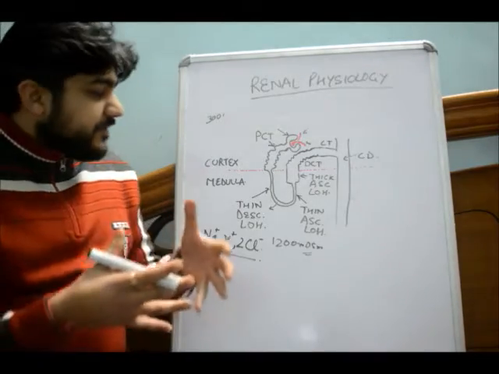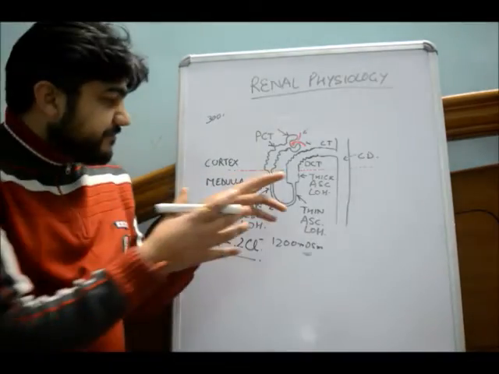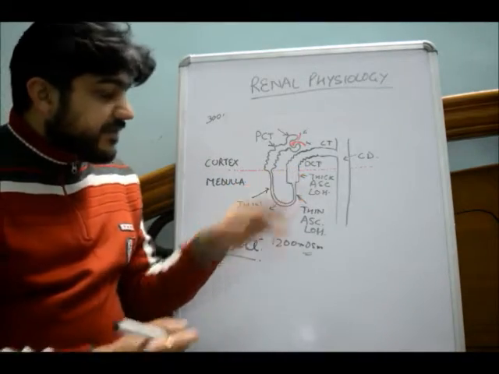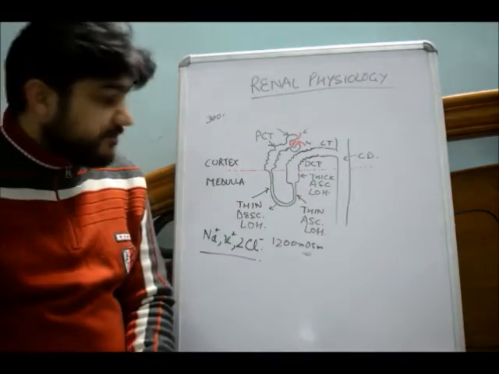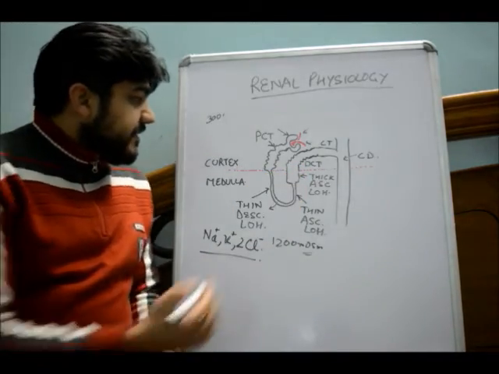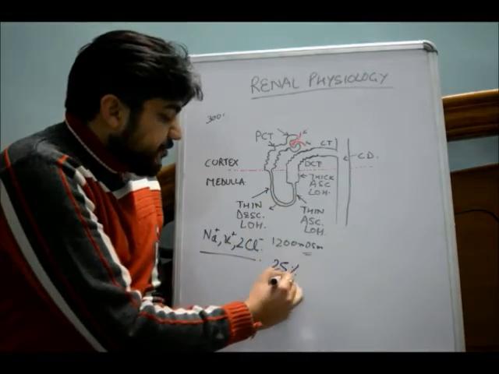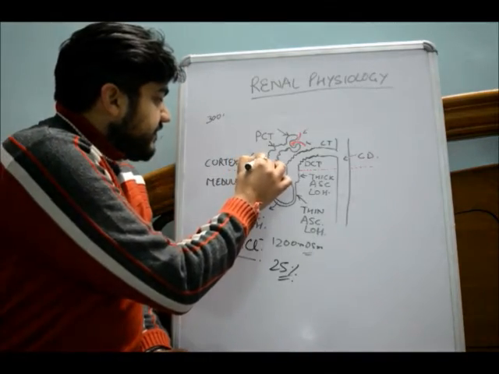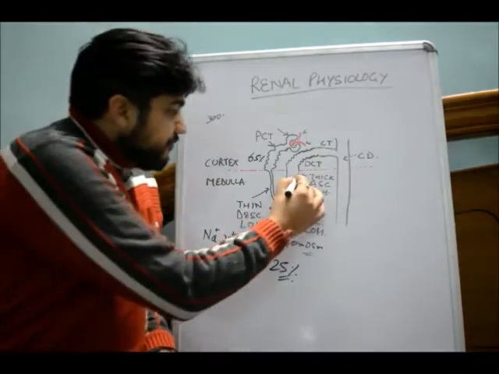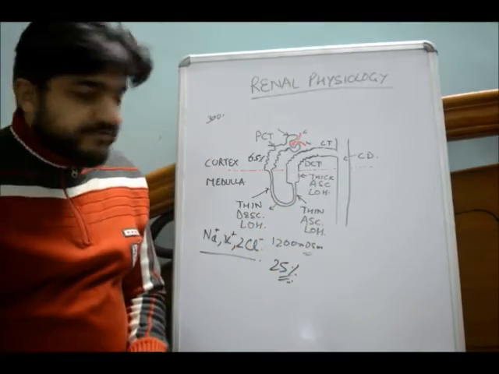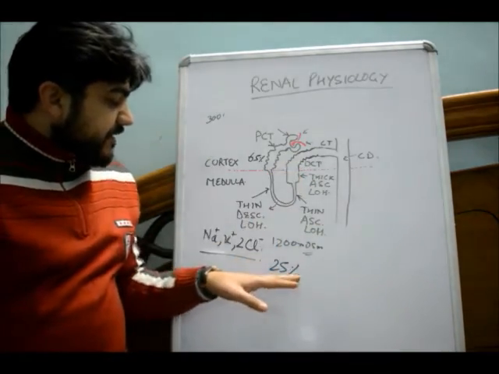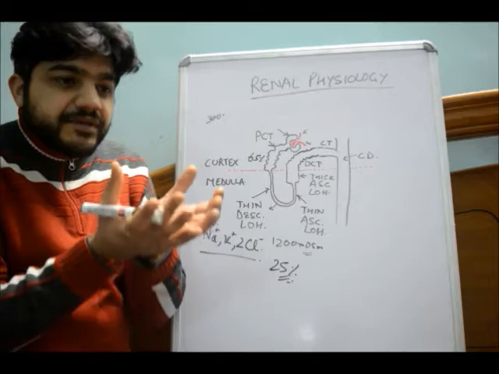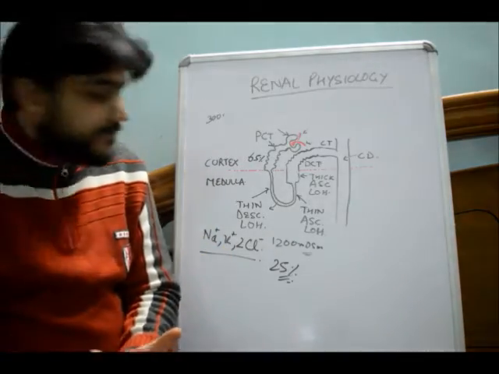So what will happen? There will be dilution of this tubular fluid in the thick ascending loop of Henle, and that's why this region is called a diluting segment, and it handles nearly 25% of the tubular load of sodium. I told you 65% is dealt with in the PCT, 25% is dealt with in the loop of Henle. And another thing that happens is that the osmolarity of the tubular fluid keeps on decreasing. It becomes hypoosmolar.